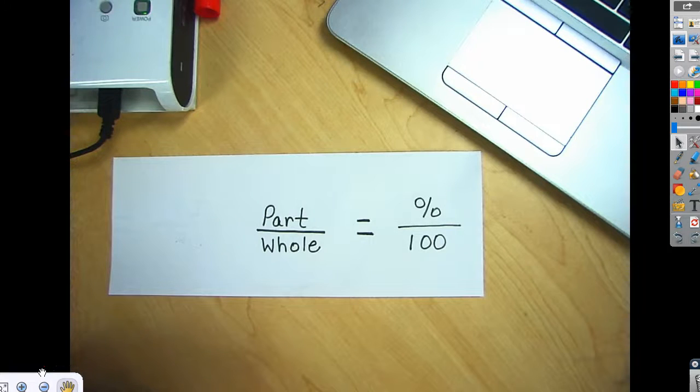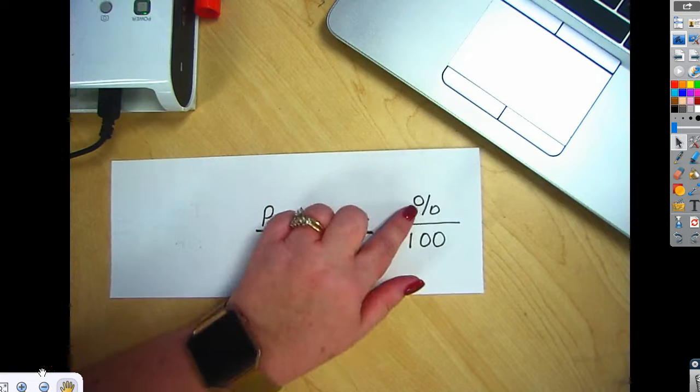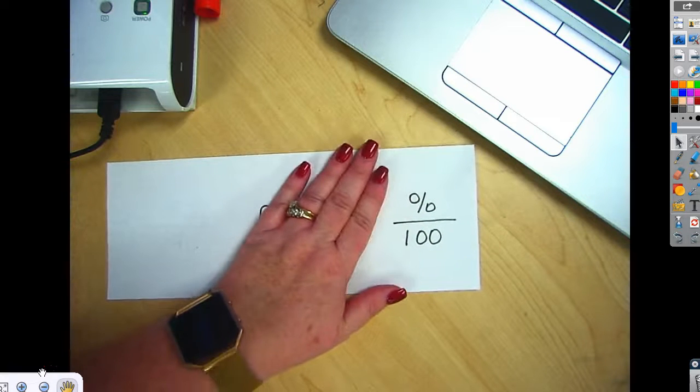What do you know about percents? They're always out of 100, right? You might take a test that has 20 questions on it, but that's out of 100%. So when you're making your percent proportion, one of them is always just going to be the percent over 100. Okay? So we can think of that as a fraction.